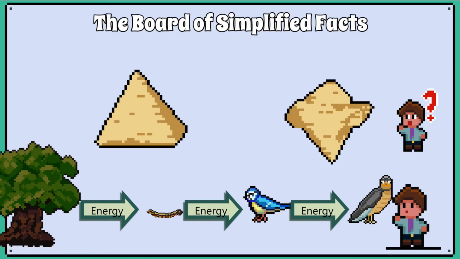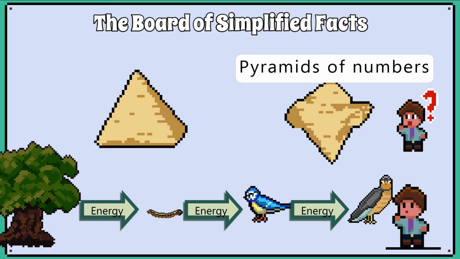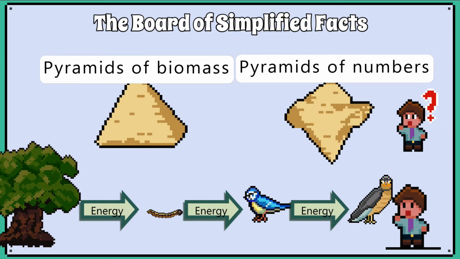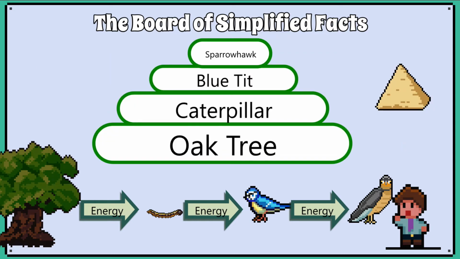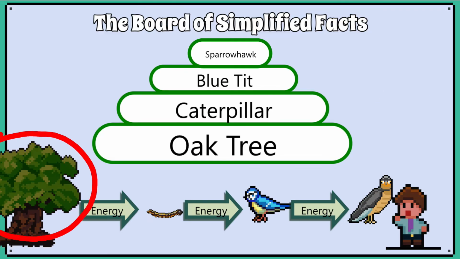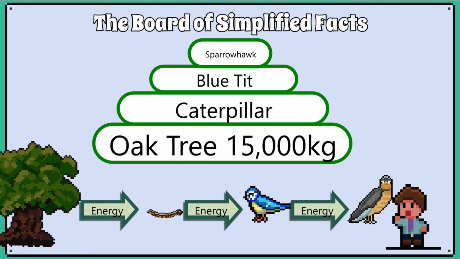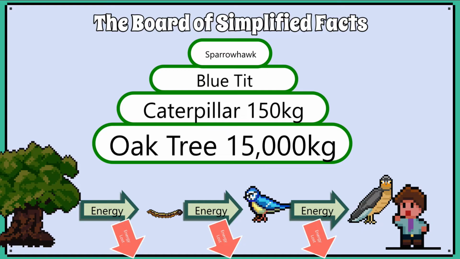Another great way to visualize energy being transferred between organisms is using pyramids of numbers and pyramids of biomass. Pyramids of biomass will always have the traditional pyramid shape. Take a food chain that has an oak tree as the producer. The oak tree's biomass is 15,000 kilograms. As we move up the food chain, we observe a drop in biomass at each stage as energy is lost at each stage. The caterpillar, the primary consumer, in this case, is 150 kilograms worth of biomass.